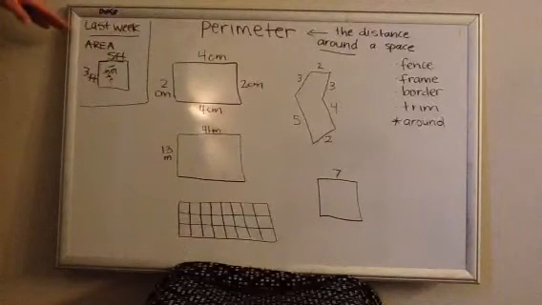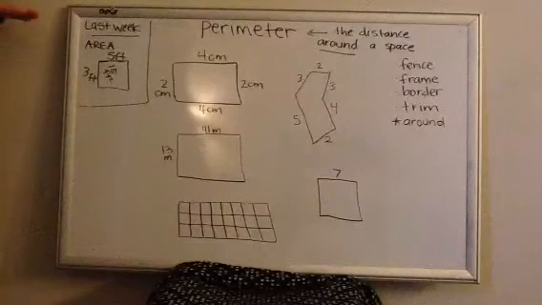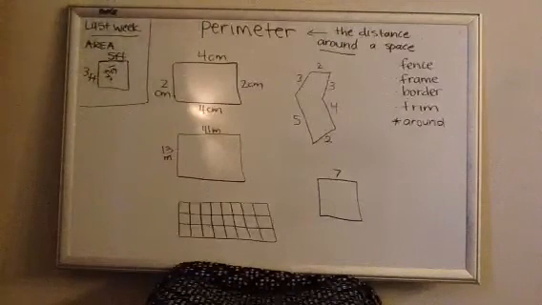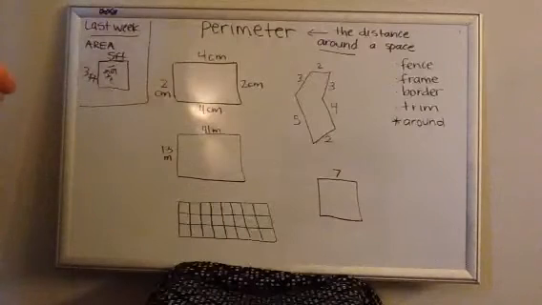So that is the area of something. We're familiar with that. We did that for a few weeks before our break. So this week we're going to be moving into perimeter. Perimeter is the distance around a space.